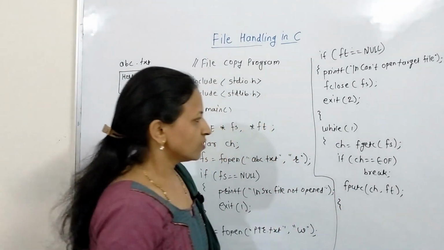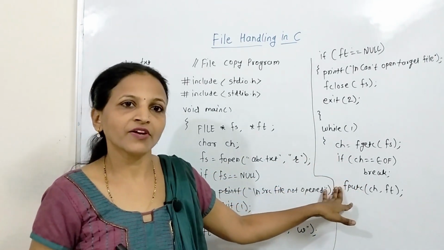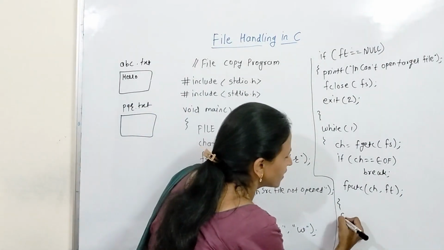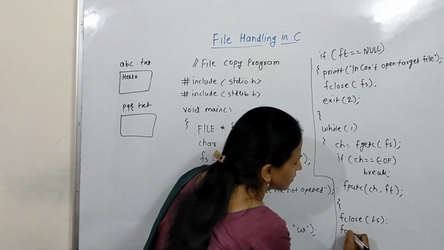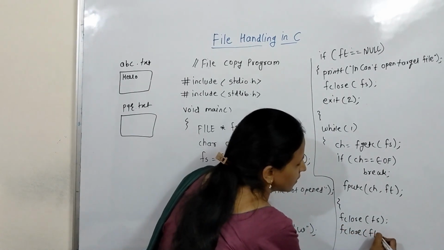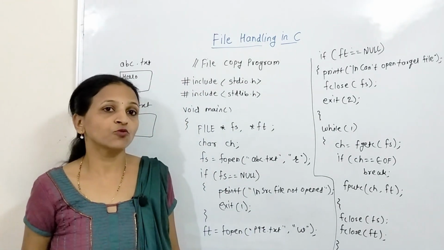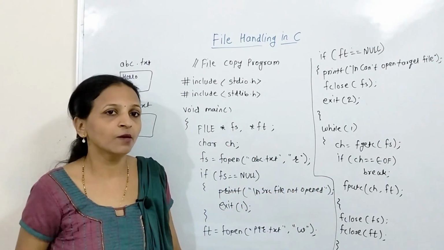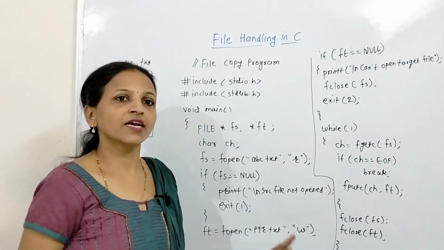Now we have copied all the contents from the source file to the target file. Here we have to close both files using the fclose function, like fclose(fs) and then fclose(ft). In this way we can do a file copy program, to copy contents from one file to another with the help of these character-based IO functions, that is fgetc and fputc.